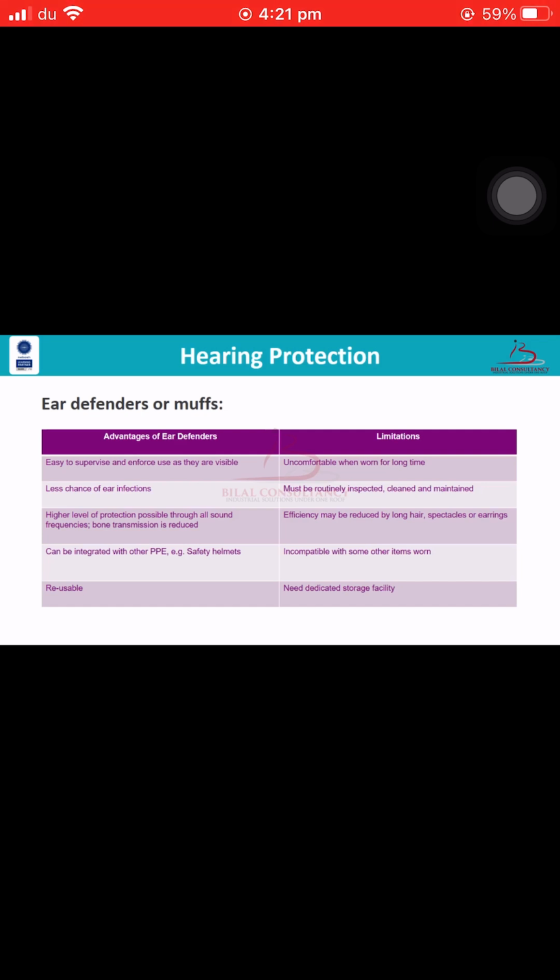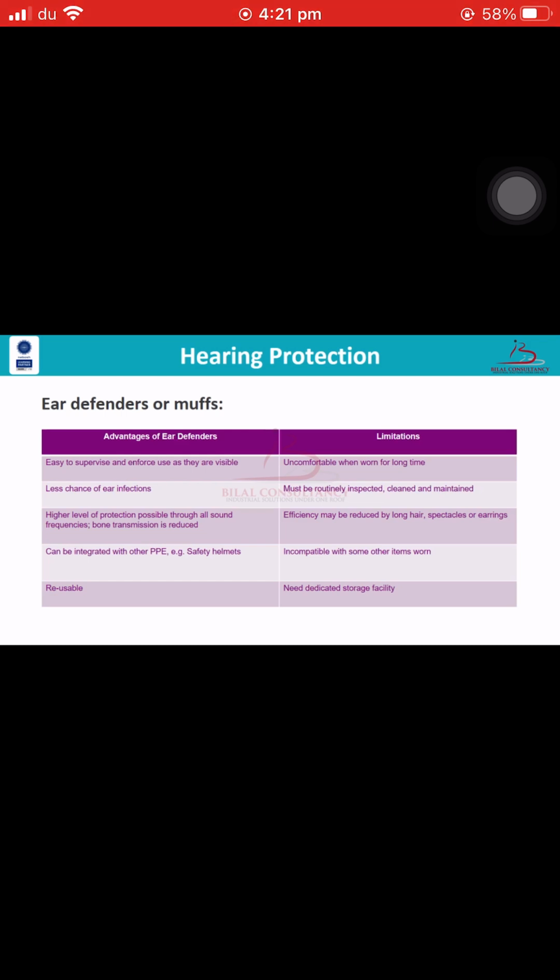The second advantage of ear defenders is there are fewer chances of ear infections, because ear muffs are specifically allotted and issued to different people, and as they are also not disposable, there are fewer chances of ear infections. And one of the main causes is that earplugs are plugs which are inserted into the inner depth of your ears, and earmuffs just cover your ears from the outer side. So that is also the main reason earmuffs prevent ear infections.